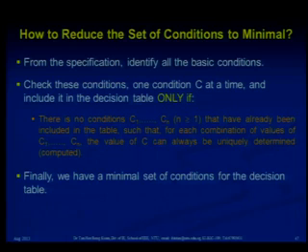So we process the first one first. When we process the first one, since we do not have any condition in the decision table, definitely it will satisfy this condition. So we will simply include it in the decision table. The first one will always be included.